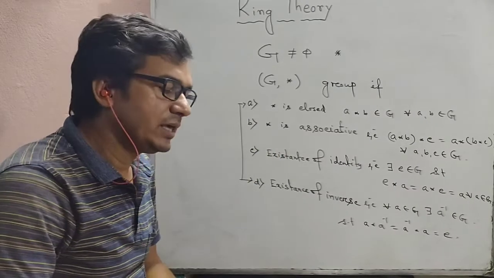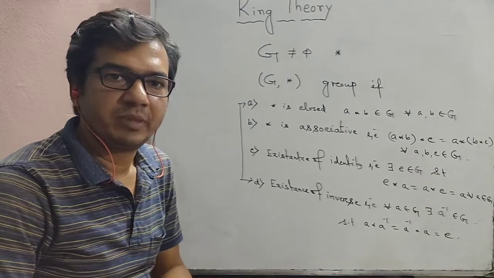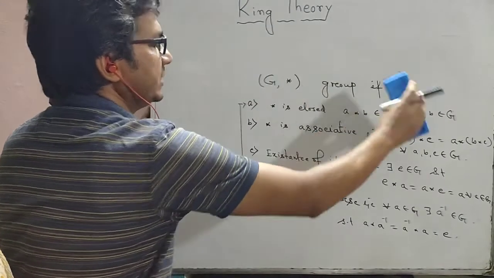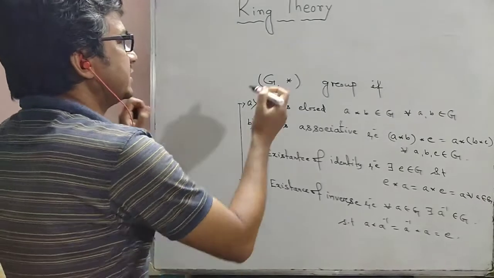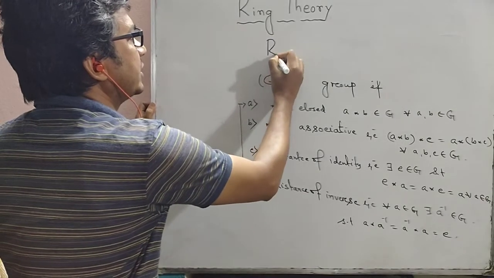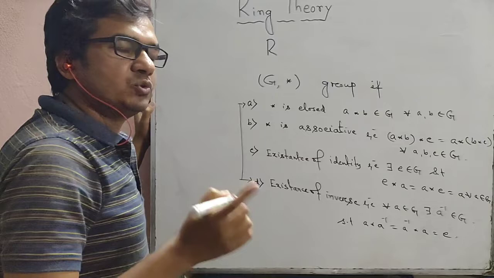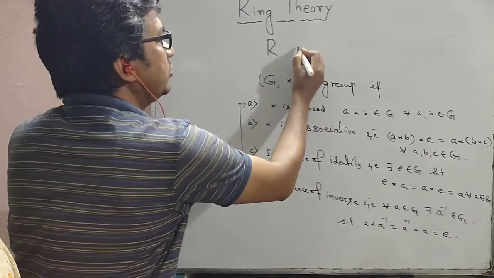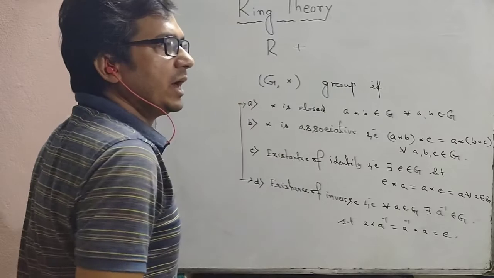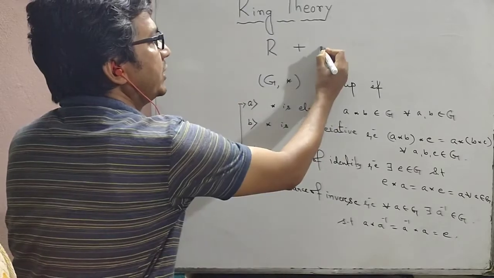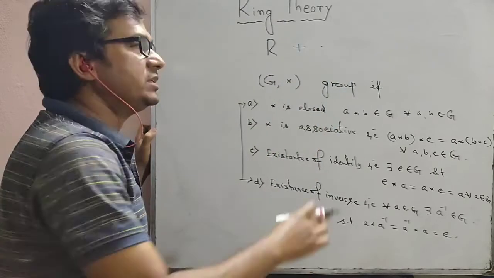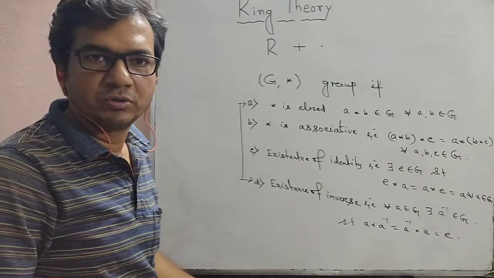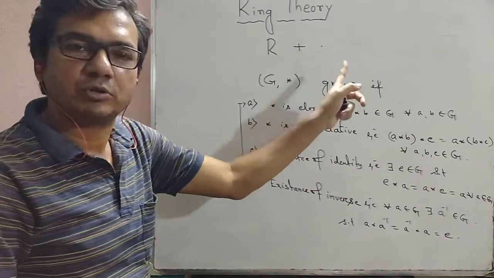But in ring theory, we consider the non-empty set R together with two binary compositions, one composition denoted by plus and the other composition denoted by dot. These are not usually plus and not usually dot. This is a symbol and this is also a symbol.